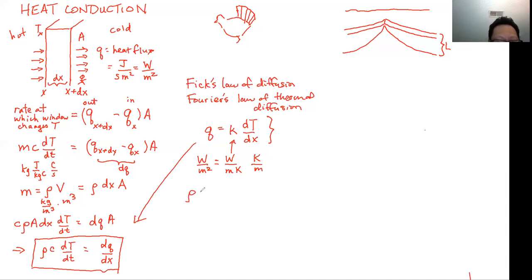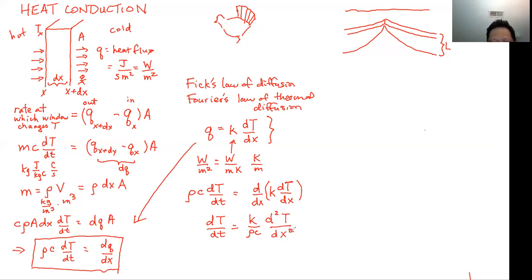What you'll find is that you have rho C dT/dt is equal to d/dx of k dT/dx, okay? So this is Q, right? Often we think of k for simplicity as being constant with a spatial derivative in time. So we can take the k out, then you get dT/dt is equal to k over rho C. And then when you combine these derivatives, you get the second derivative, okay? So the change in temperature as a function of distance within the window pane is given by this equation here.